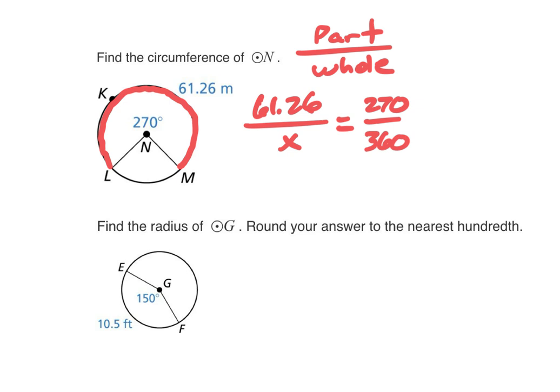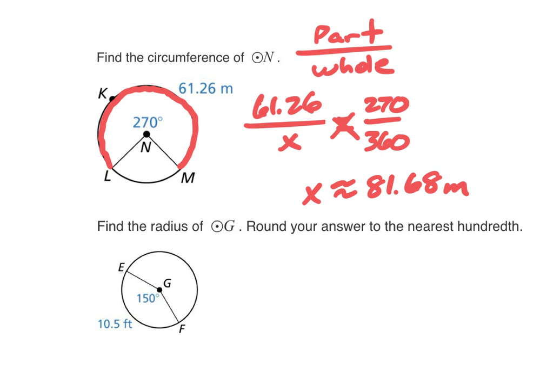Here I'm looking for the whole circle. That's why I put part over whole here. I want to find the length of the whole circle, right? Just so you kind of make sense of what we're doing here. And once again, it's just a cross multiply. This one's a little bit easier to cross multiply and divide. So 61.26 times 360 and then divide by 270. And then we'll put meters on our answer.